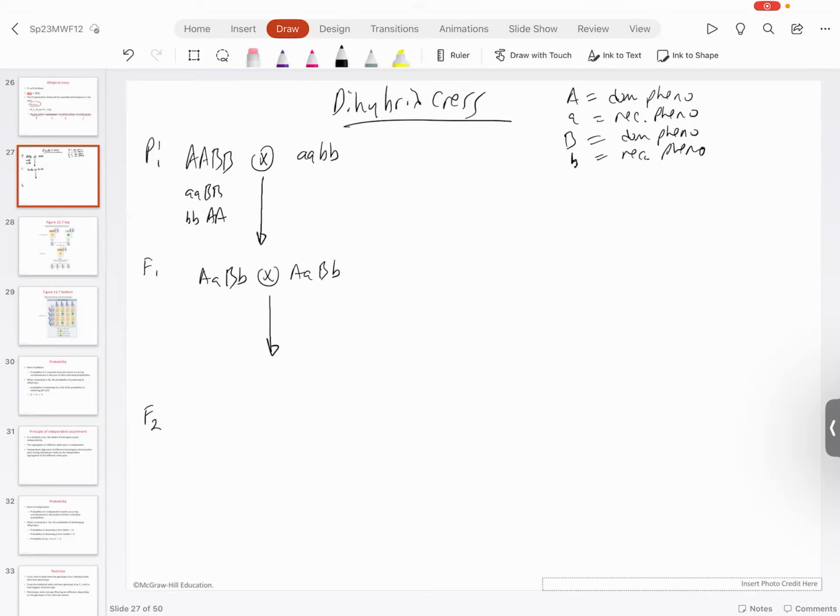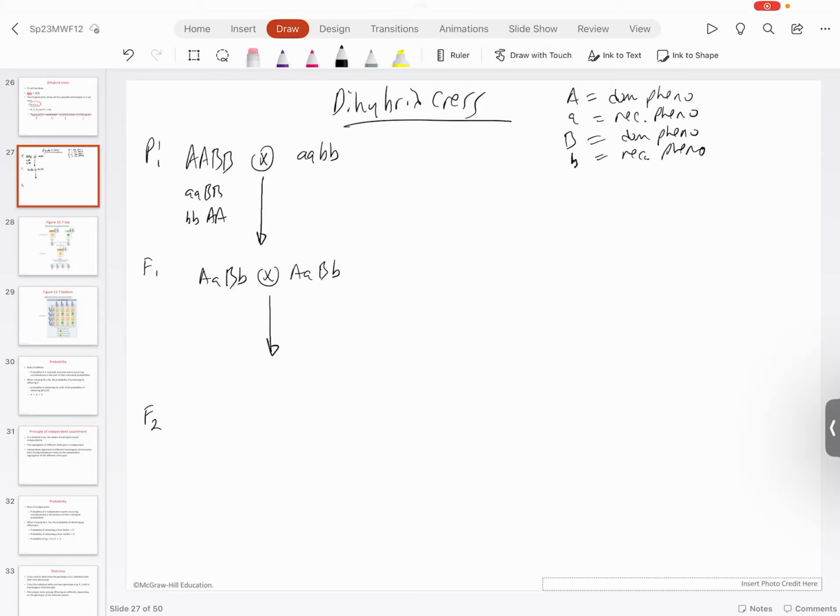So the first thing is figuring out what gametes are produced by each, but they're the same, so they're going to be the same pattern, right? So they're both what we call compound heterozygous. That means they're heterozygous at each gene, A and B.